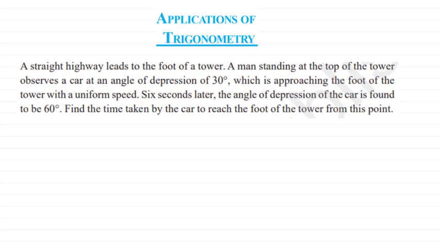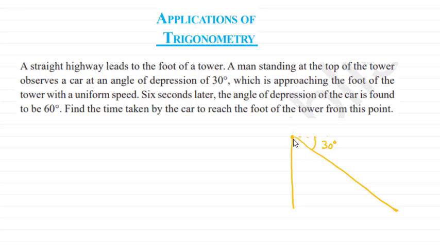Here the question is, a straight highway leads to the foot of a tower. A man is standing at the top of the tower, observes a car at an angle of depression of 30 degrees. So I'm just making, let's say this is the tower, and here the man is standing at the top. Now he observes a car at an angle of depression of 30 degrees. So that means from here, this angle of depression is 30 degrees. The car is at this point.